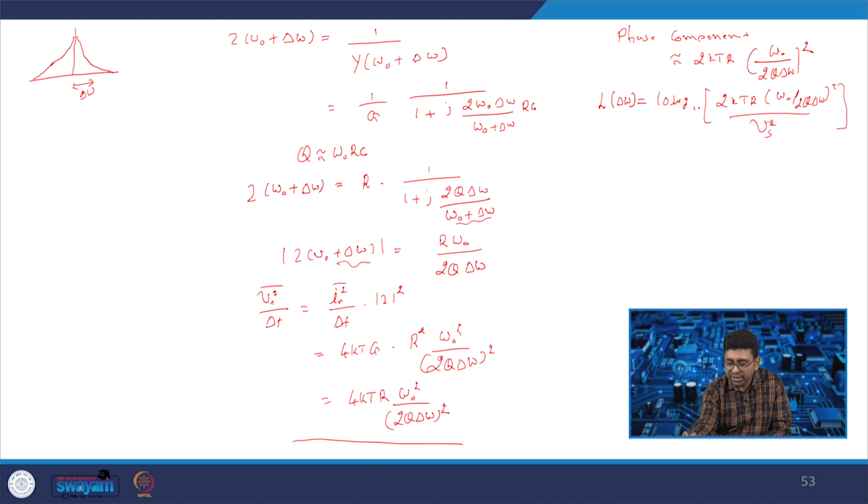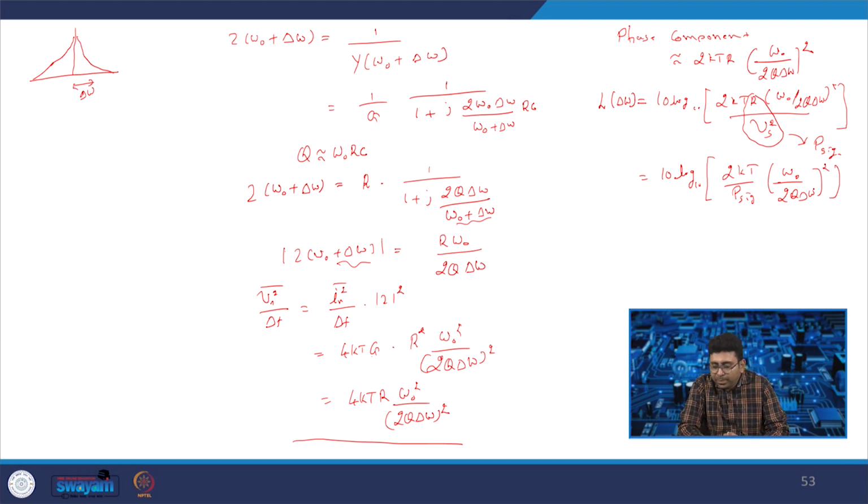And if we consider Vs square by R as a signal power, which can be written as 10 log 10 of 2kT by P signal times omega naught by 2q delta omega, the whole square. So, this is how in this equation only the second order has been considered.